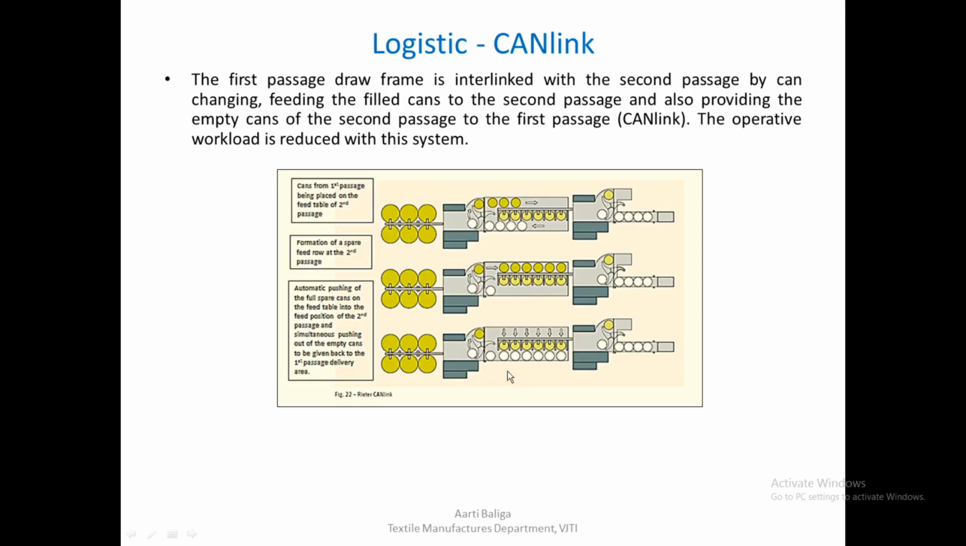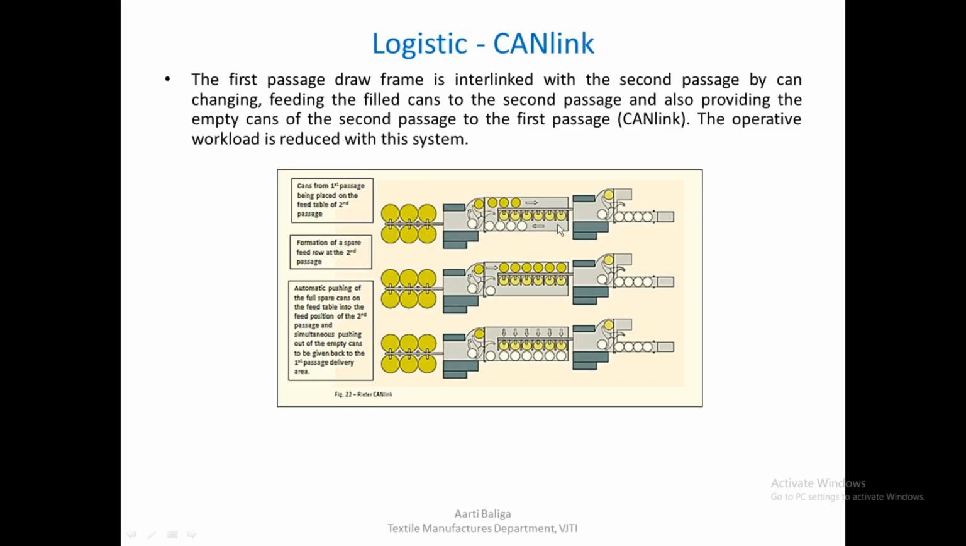So these are the three diagrams which show the three stages through which this can link works. The first diagram shows the can from the first passage. Now this is the first passage where 6 slivers are fed and one single delivery is shown over here. So cans from the first passage are being placed on the feed table of the second passage. As you can see, the automatic can changer places the delivery can on the feed table of the second. This is the second passage now, which will again have 1, 2, 3, 4, 5, 6 cans.